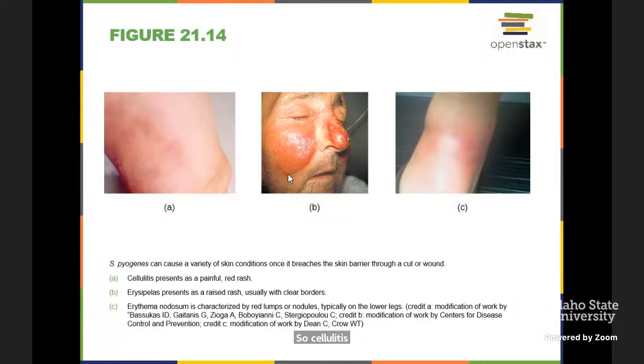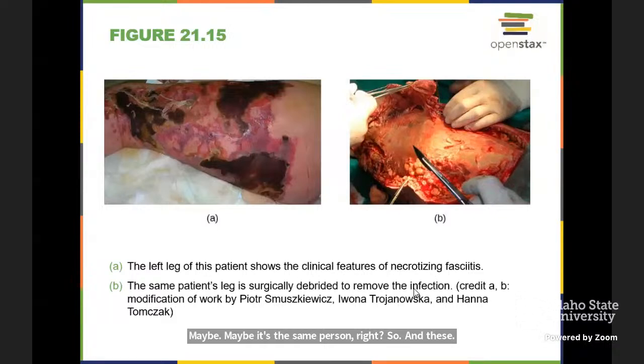erysipelas, as we see this rash on the face and kind of peeling skin, and then erythema nodosum, it's hard to see, but kind of little lumps or nodules as a result of that. Kind of looks like you got that going on right there too. Maybe it's the same person, right? And these typically on the legs where we see that. This is the one that I really think YouTube was like, wait a minute, right?